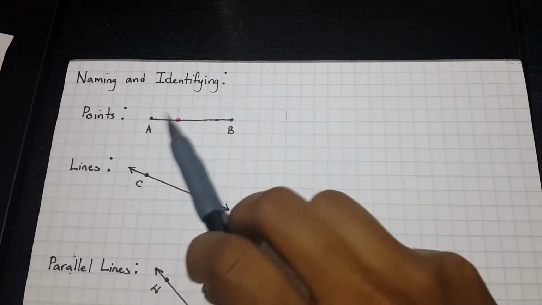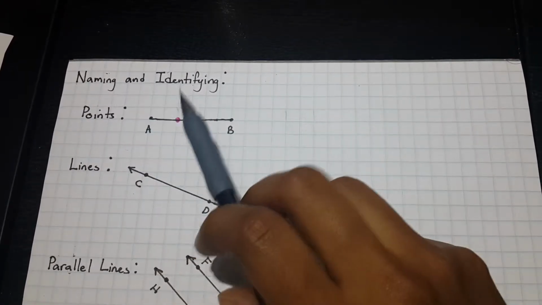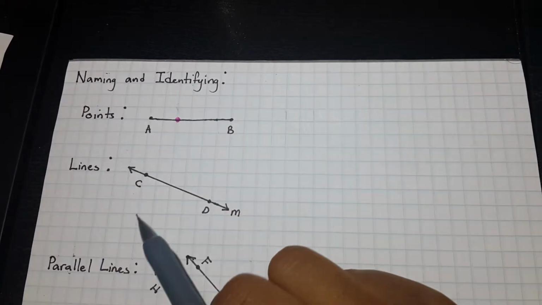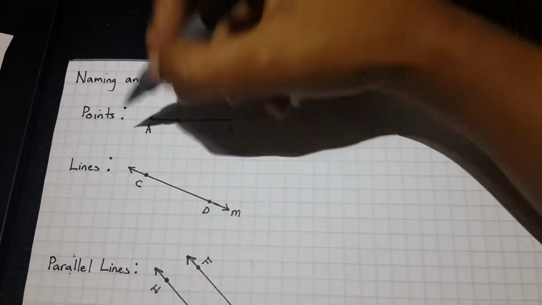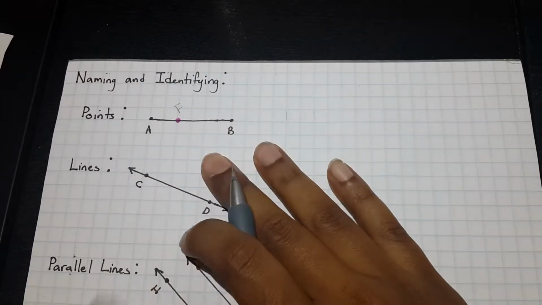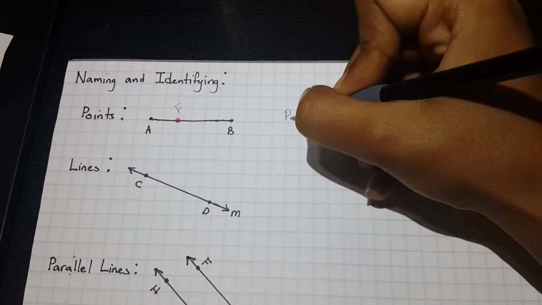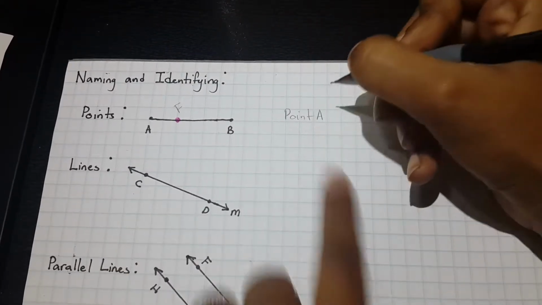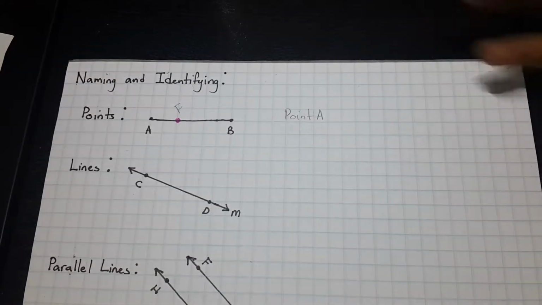So when we're naming a point, we always want to use a capital letter, and we always want to use a letter that's different from any other names on the points given. So here I'm just going to write capital F. If we want to identify it, we can simply write point and then whatever the letter is. So let's say point A. I'm talking about point A, and then a sentence will follow along.